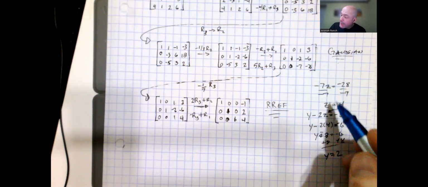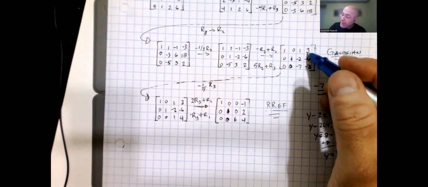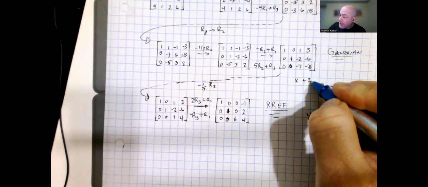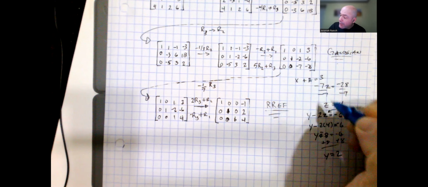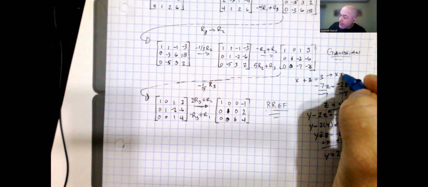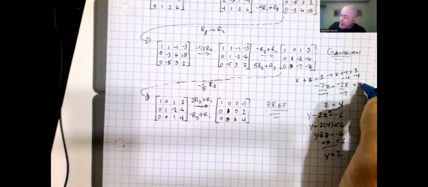So now we have 2 of them. And now I can go directly to this one here and say, look, x plus z is equal to 3. But z we saw was 4, so this is going to give me x plus 4 equals 3. So subtracting 4, you get x is equal to negative 1.